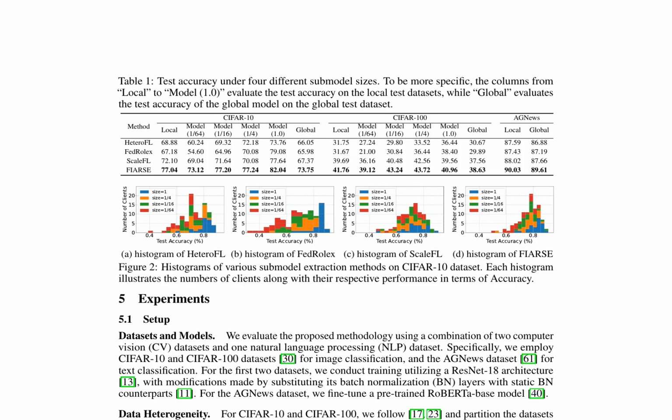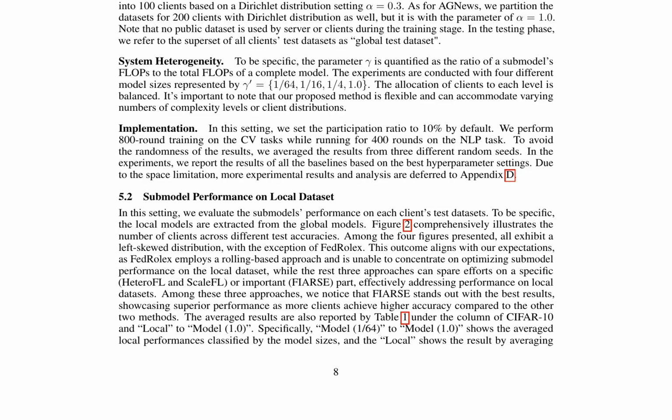Corollary 4.5 provides a specific setting for the local and global learning rates to achieve optimal convergence properties. Experimental results demonstrate that FIARSE outperforms other methods in terms of test accuracy, showcasing superior performance as more clients achieve higher accuracy. The results are presented in Table 1 and Figure 2, evaluating the performance of FIARSE and other baseline methods on 3 datasets under different submodel sizes.